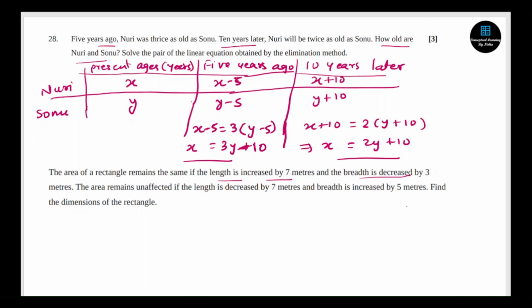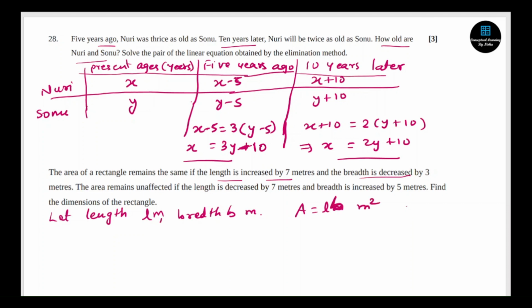Now let's do this. Okay, so let's say the length is L. You have to write this. Length L and breadth B meters. Okay, both are in meters. Now the area is what? L into B, meter square.